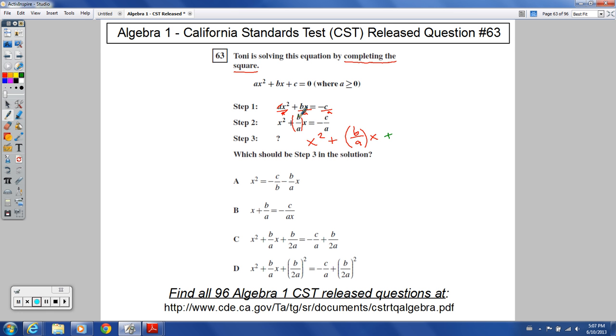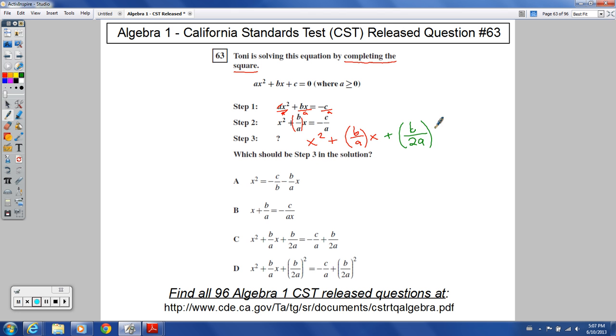In this case, the b value is b over a, and your a value is just 1. There's no number here anymore. And so b over a times 2 is going to be the same thing as b over 2a, like you're used to seeing with completing the square. So I'm just going to write it like that, as b over 2a.